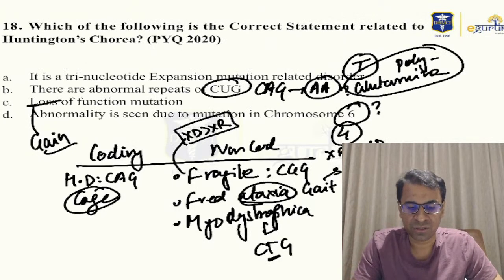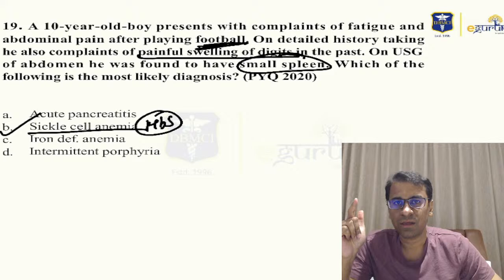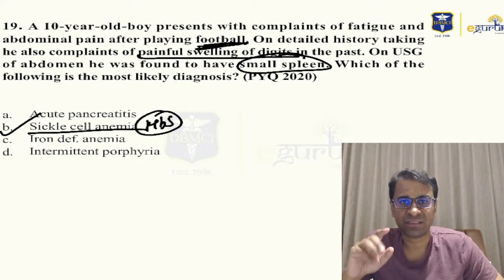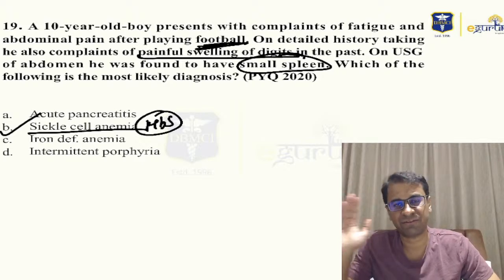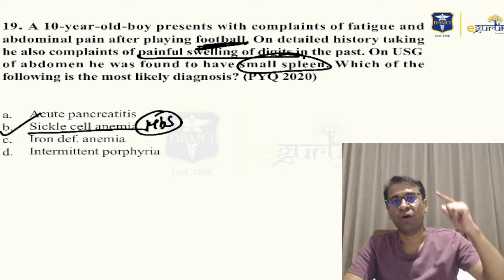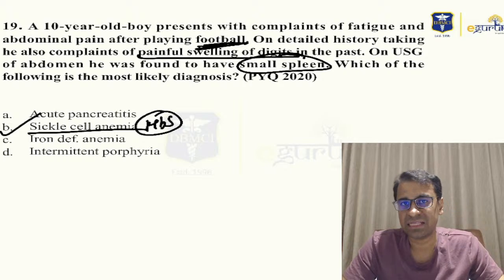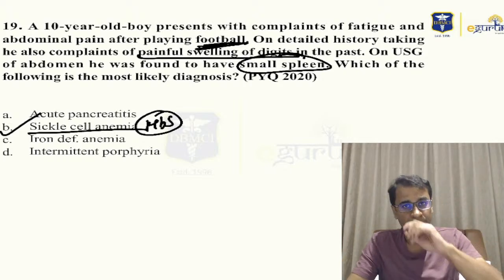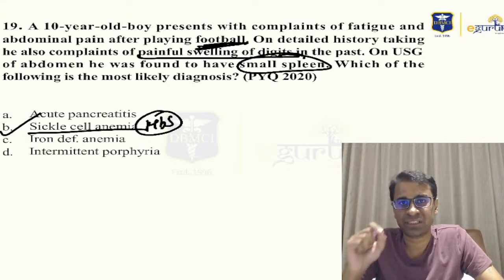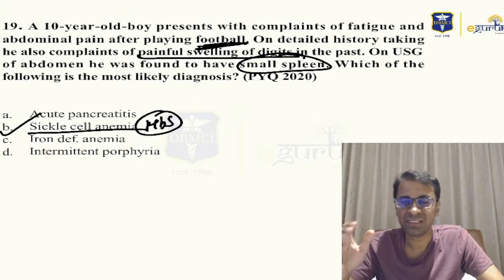What is the diagnosis? You use the sickling test. And what is the substance in the sickling test? It is sodium metabisulfite. And then you do HPLC. In HPLC, HbA will be low and HbS will be high. And the best diagnosis for sickle cell anemia is mutation analysis.